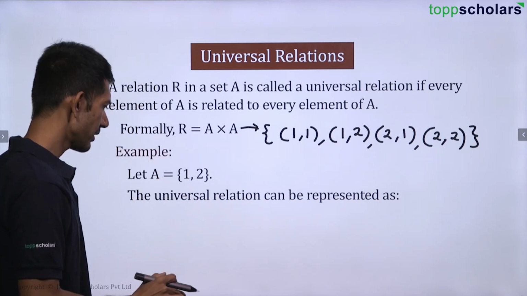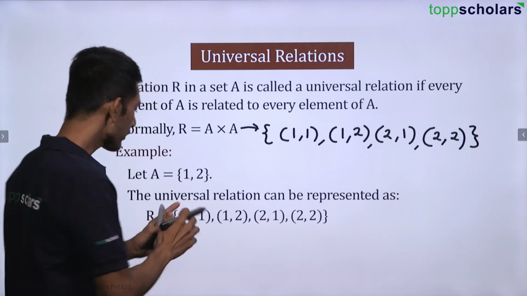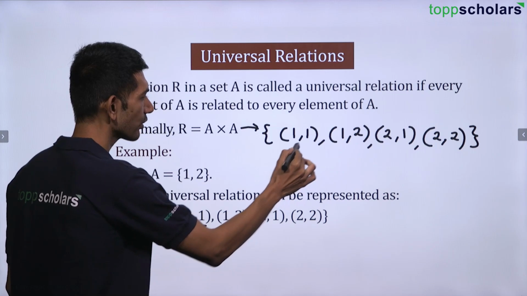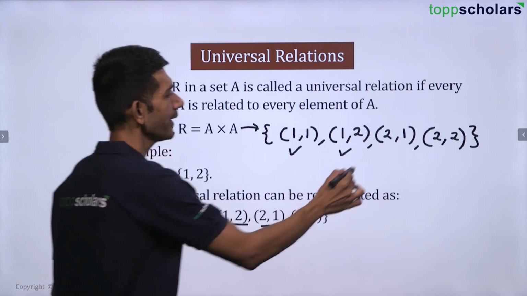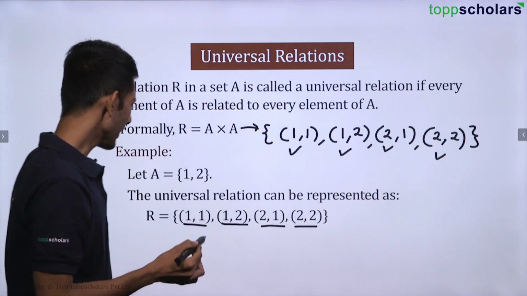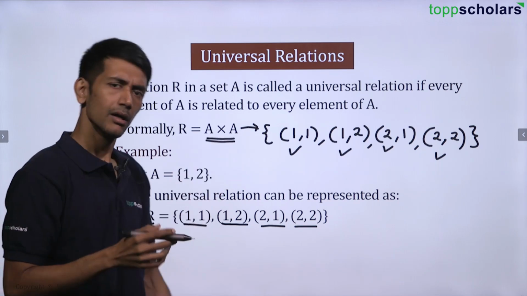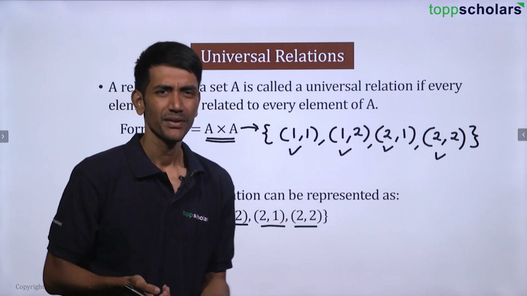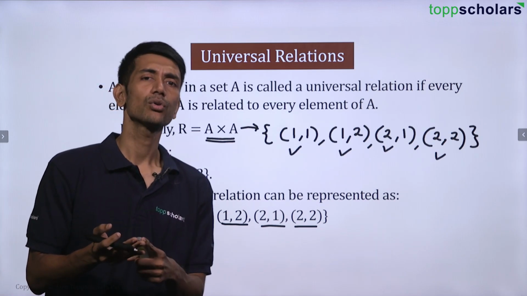Now tell me one thing. If I define a relation R like this, I am taking R as (1, 1), (1, 2), (2, 1), (2, 2). Now see (1, 1), here we have in A cross A. (1, 2), we have in A cross A. (2, 1), we have in A cross A. (2, 2), we have it in A cross A. Now can I say this R and A cross A are equal? So whenever they are equal, this relation is a universal relation. Simple. Although you are not going to get many questions based on this, you need to know what is an empty relation and what is a universal relation.